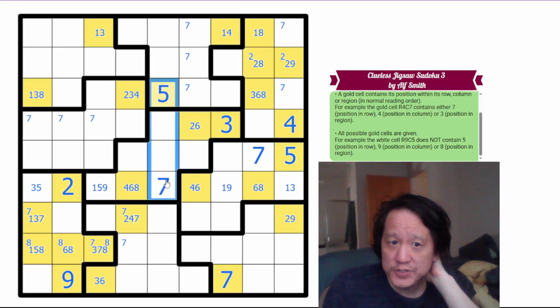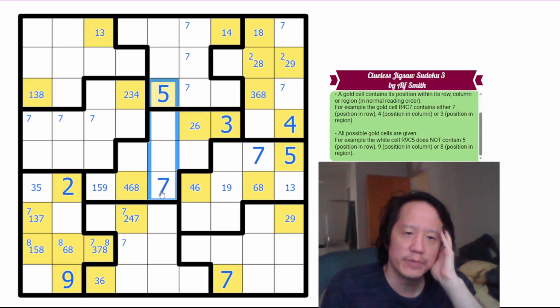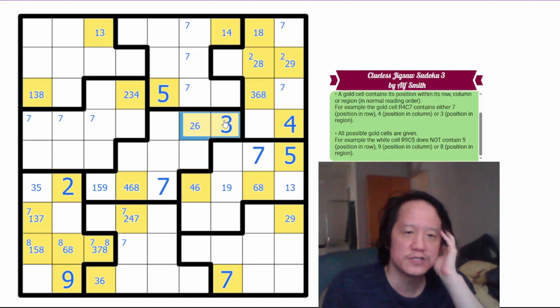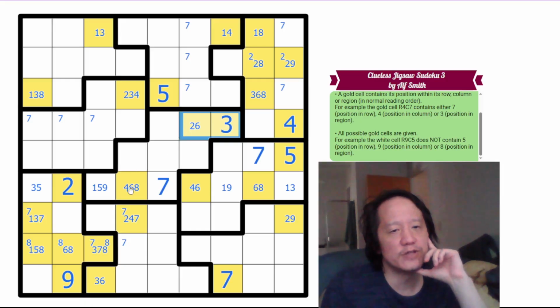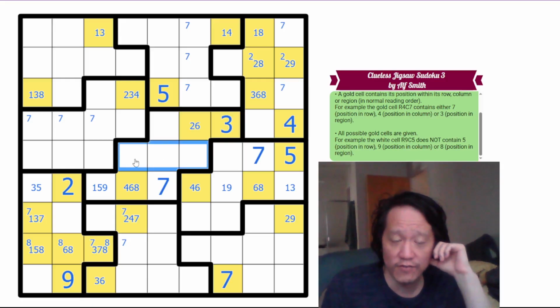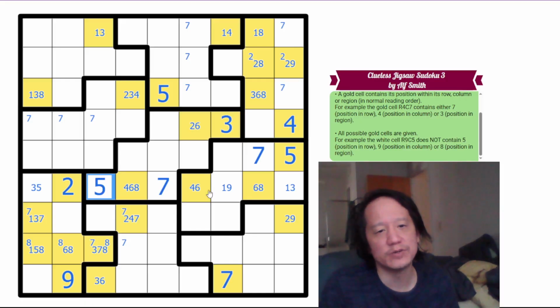Five. Where is the 5 in region 5? Can't be here because of the 5 in the column. Can't be here because of the 5 in the row. And it cannot be any of these because it does not match the gold cell, right? It would have to be the 5th cell in the row, which it's not because it would be in column 5, or the 5th cell in the column, which it's not because it would be in row 5, if that were the case. So none of these match 5, therefore the 5 has to be here.